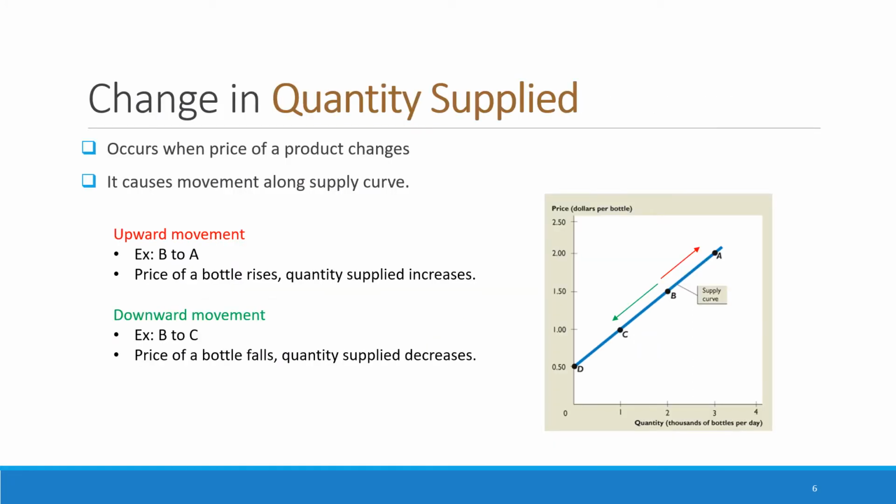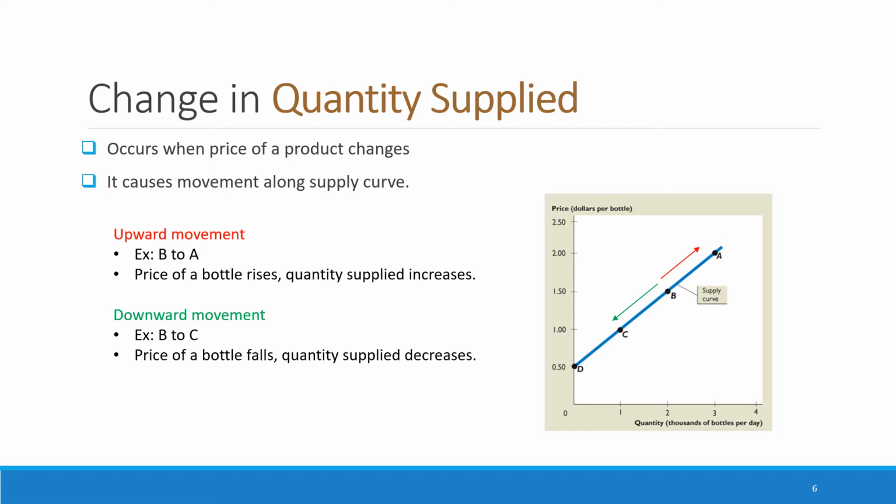Change in quantity supplied happens when the price of a product changes. It causes movement along the supply curve. The attached figure shows the quantity supplied curve of bottled water. Movement from point B to point A means upward movement. It happens when the price of bottled water increases. That encourages the existing companies to supply more bottled water.